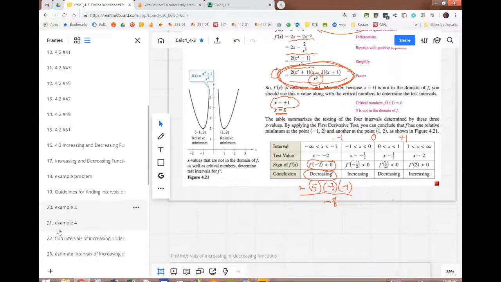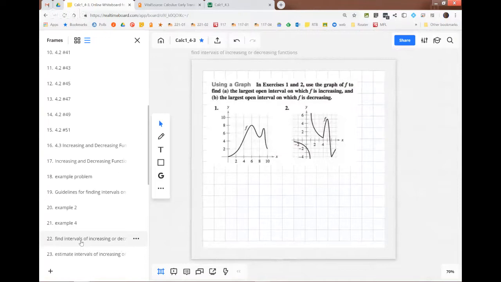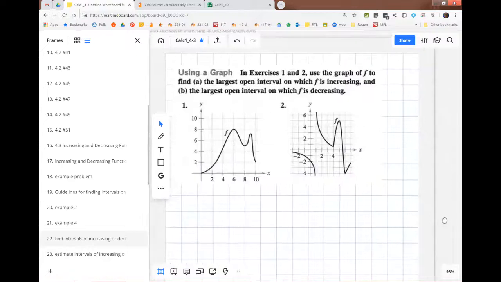All right, so here's the beginning of the assignment. The first couple just give you a graph to look at. Look at number 1, please. You can see we have this graph there. What's the largest interval on which the function is increasing? From where to where? Would it be from 0 to 6? Yeah, that's what it would be.